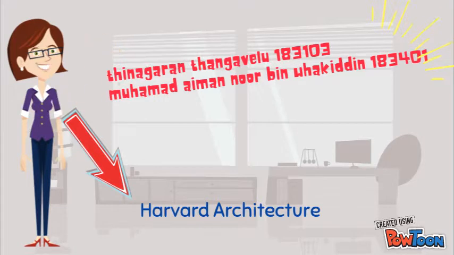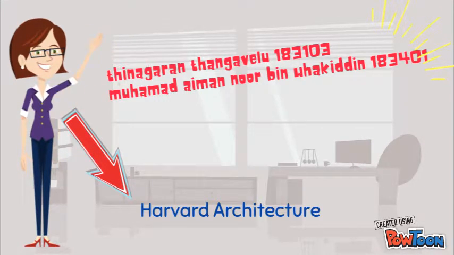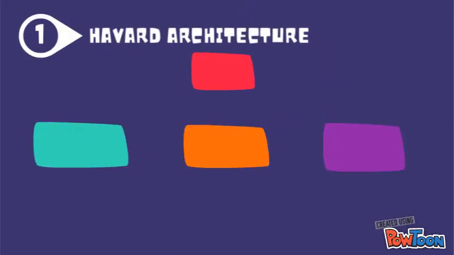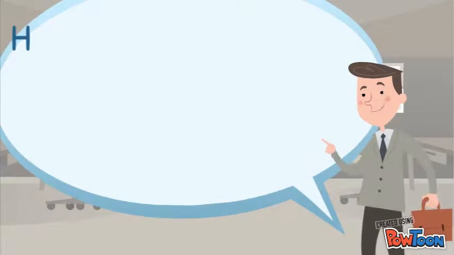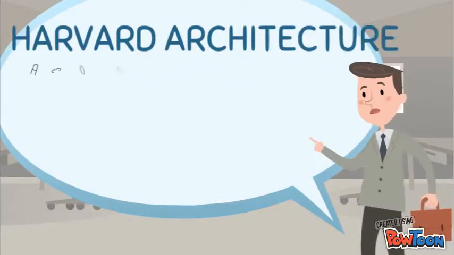We are going to teach you all about Harvard architecture. Do you know about Harvard architecture? So in this video, we will introduce Harvard architecture. In Harvard architecture, there are five important parts which control the process of the architecture. First is the control unit, second is the ALU, third is instruction memory, fourth is IO, and the last is data memory. Then I will explain the information regarding Harvard architecture.